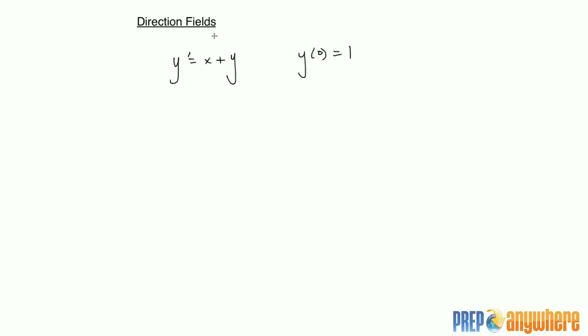Okay, direction fields. So let's go back to just thinking about this equation. We have y prime is equal to x plus y. Now let's attempt to integrate this to find out what y actually is, and you'll see that. Let's bring the y together, and you get y prime minus y is equal to x.